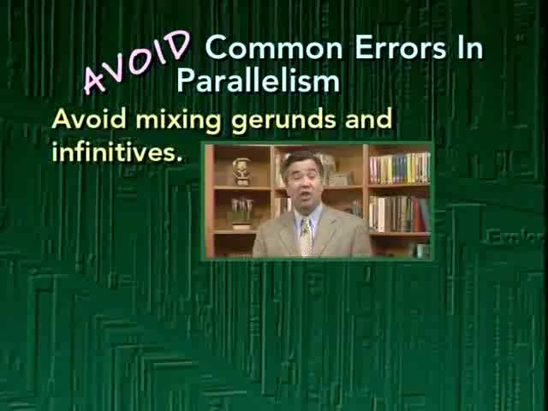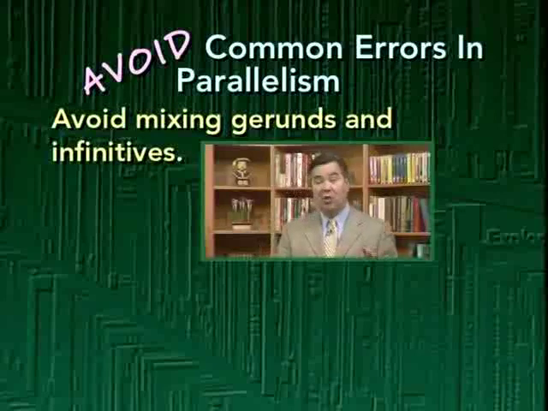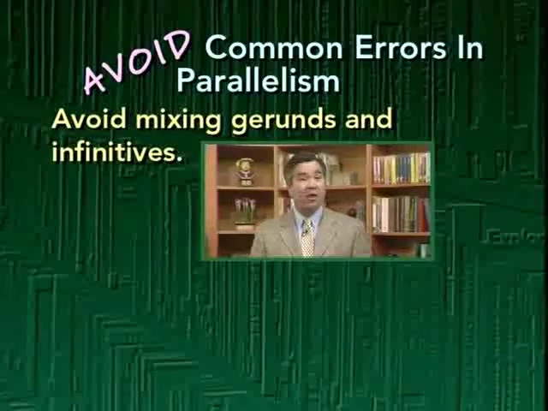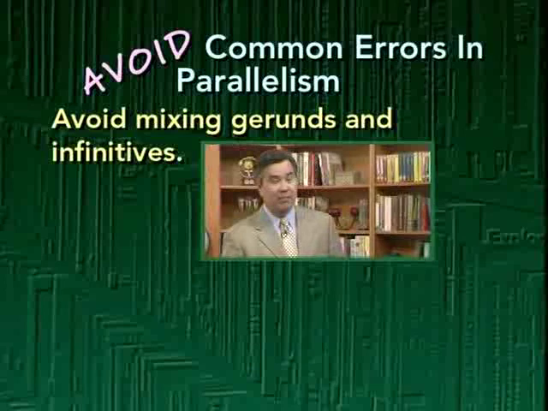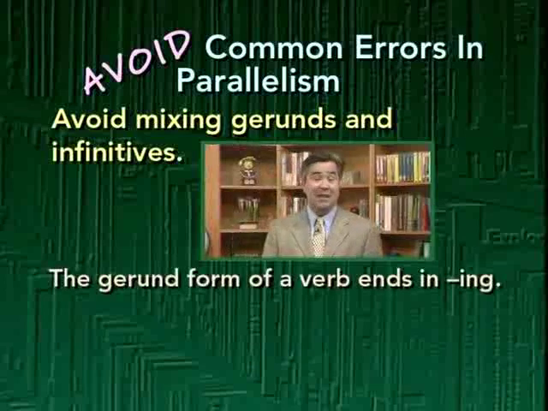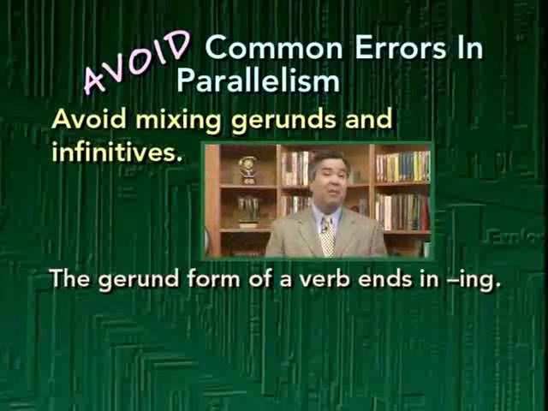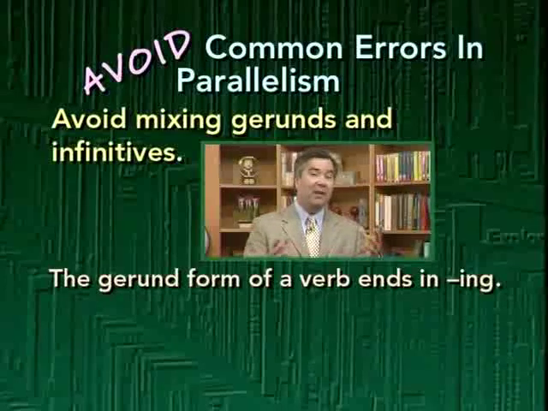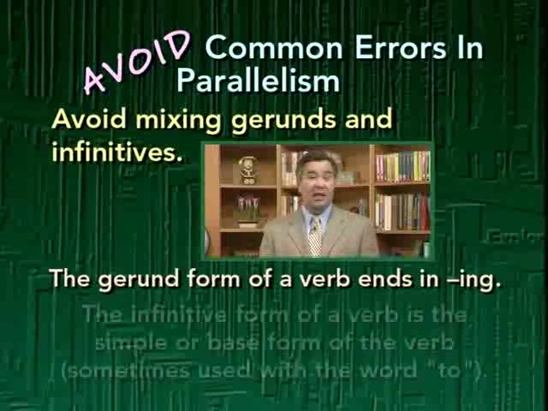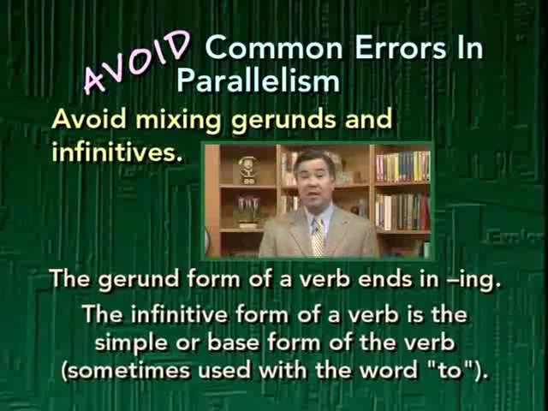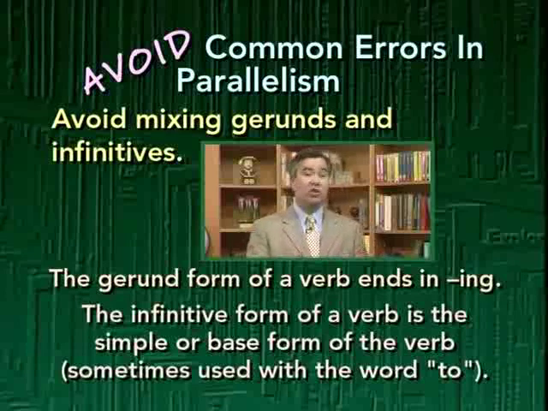Avoid mixing gerunds and infinitives. Actions are often described using either the gerund form of a verb or the infinitive form of the verb. The gerund form of a verb ends in -ing, and a gerund can often be used basically as a noun, describing a particular kind of action. The infinitive form of the verb is the simple or base form of the verb. It sometimes is used with the word to.